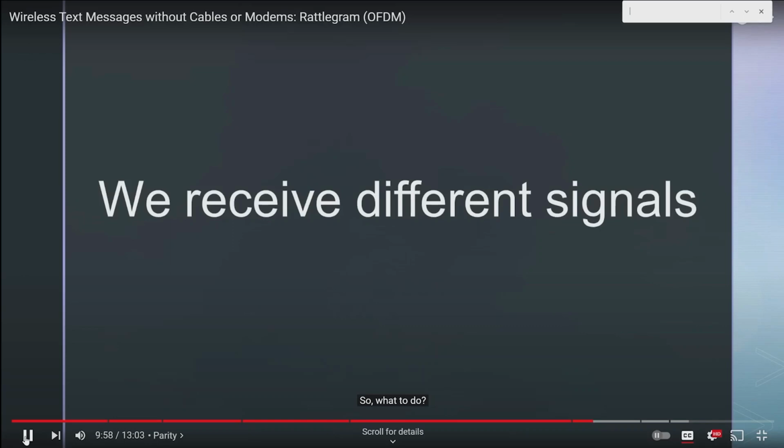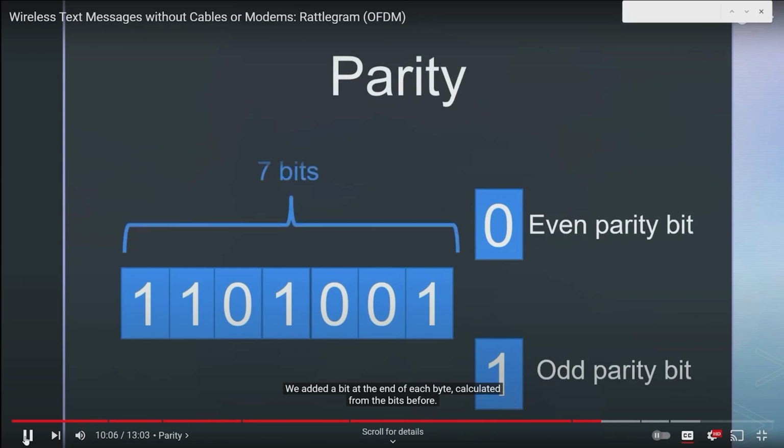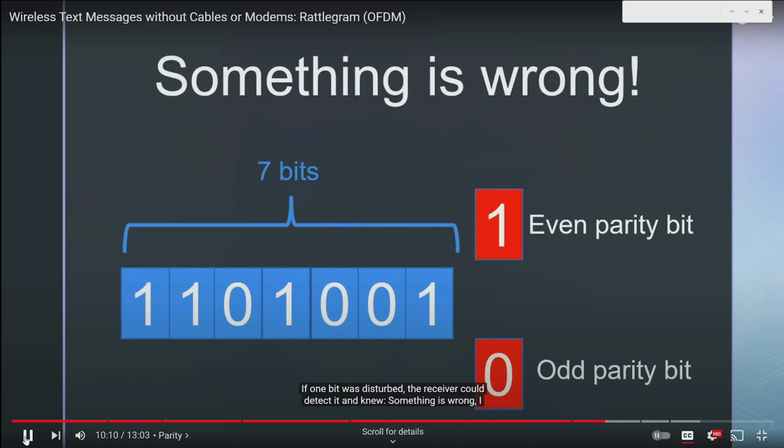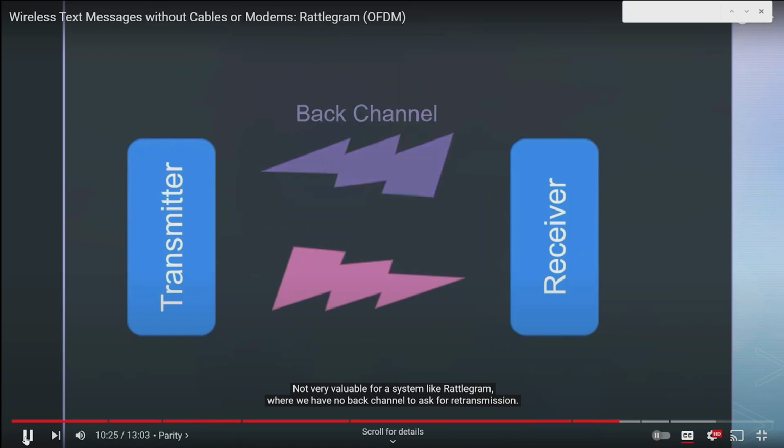So, what to do? From earlier days, we know a simple trick called parity. We added a bit at the end of each byte, calculated from the bits before. If one bit was disturbed, the receiver could detect it and knew something is wrong. I cannot trust the received data. But it did not know where the error was. Not very valuable for a system like Rattlegram, where we have no back channel to ask for retransmission.